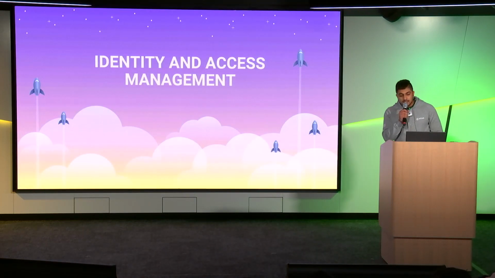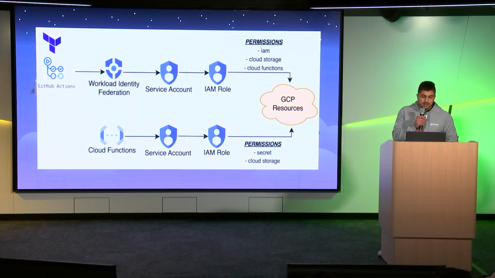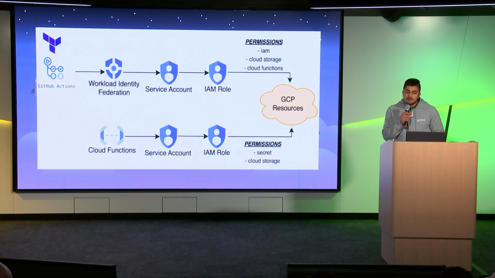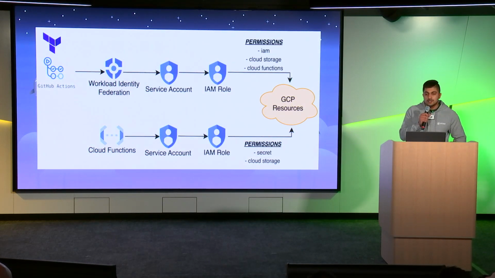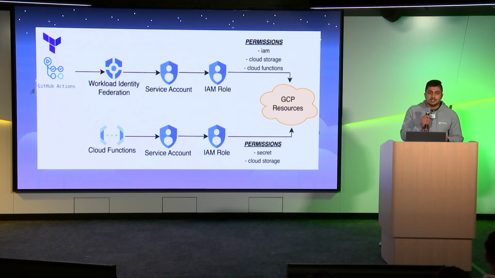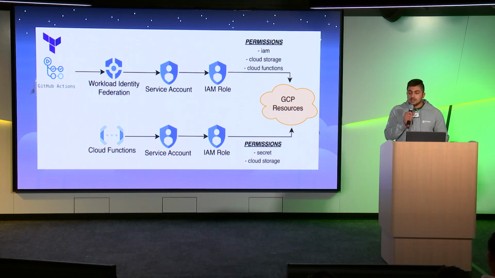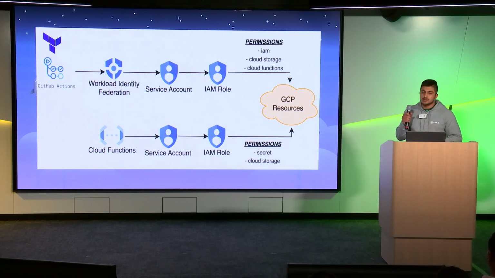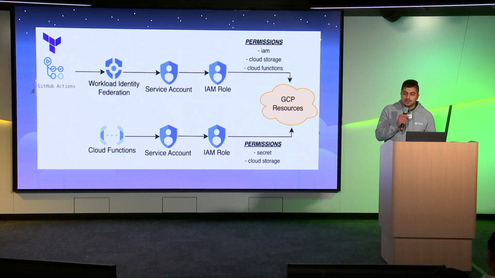In terms of identity and access management, both GitHub Actions and Cloud Functions have a service account associated with them. A service account is a special type of account in a Google Cloud project, which has a unique email address and is generally associated with a service or a resource rather than a user. So it's generally used by resources. And then those service accounts have custom IAM roles associated with them. And those custom IAM roles have least privileged permissions to interact with Google Cloud services.